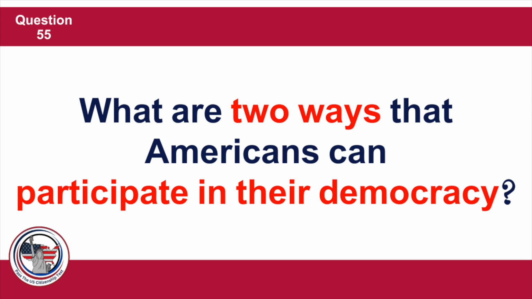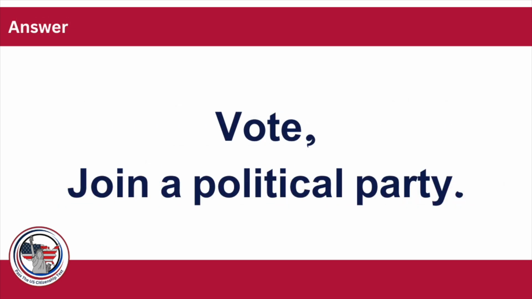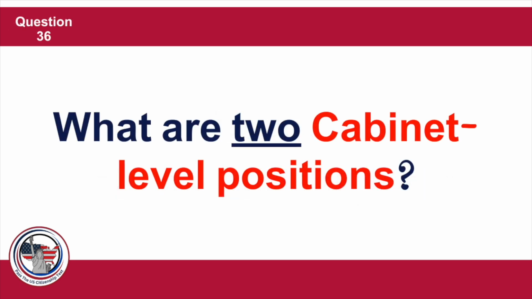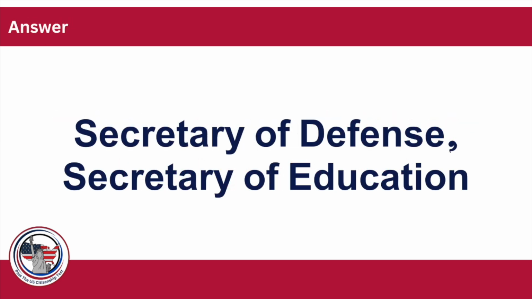What are 2 ways that Americans can participate in their democracy? Vote. Join a political party. What are 2 cabinet-level positions? Secretary of Defense. Secretary of Education.